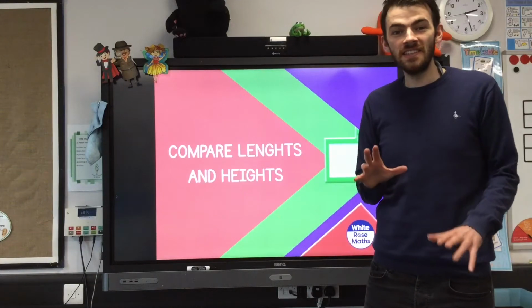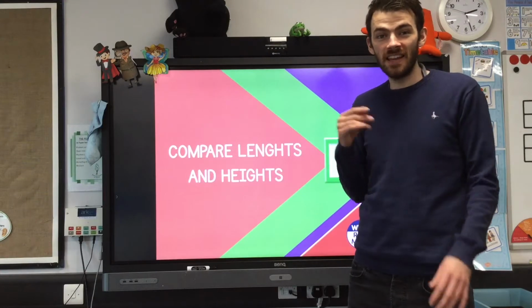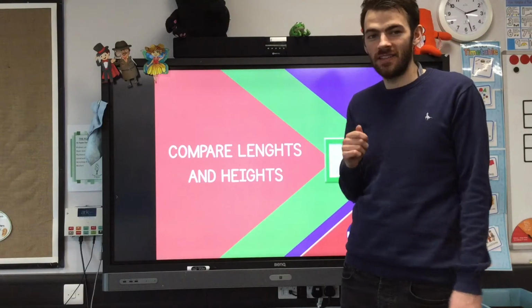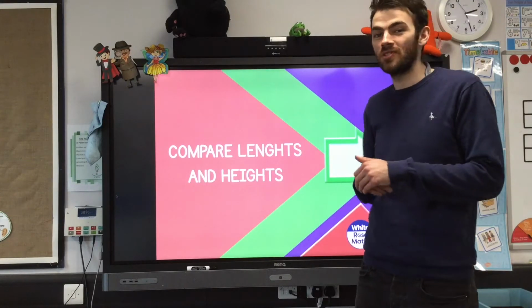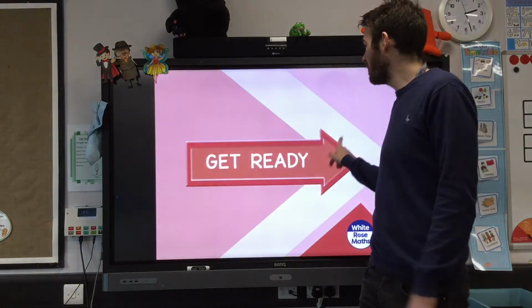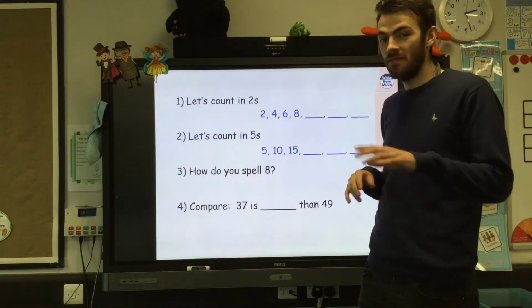It was lovely to see some of the pictures that you took yesterday of comparing the lengths and heights of different objects. Today we're going to have another go at that, and we're going to use our knowledge to help us solve some problems. Before we begin, let's warm ourselves up by recapping some previous learning.